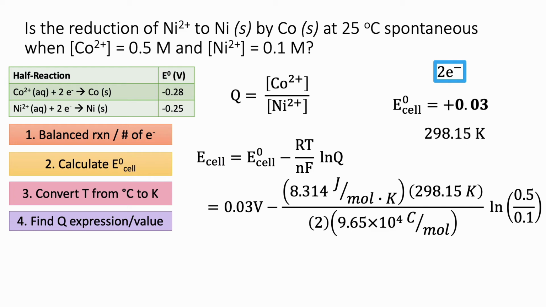Just a quick note here, if you look at what happens with our units, you can see that we have moles canceling and kelvins canceling, and that leaves us with units of joules per coulomb, which is volts. And so we end up with 0.03 volts minus 0.02 volts, and that gives us a cell potential of 0.01 volts under these conditions. Now, is this spontaneous? It is, because anything that's greater than 0 is going to be spontaneous.